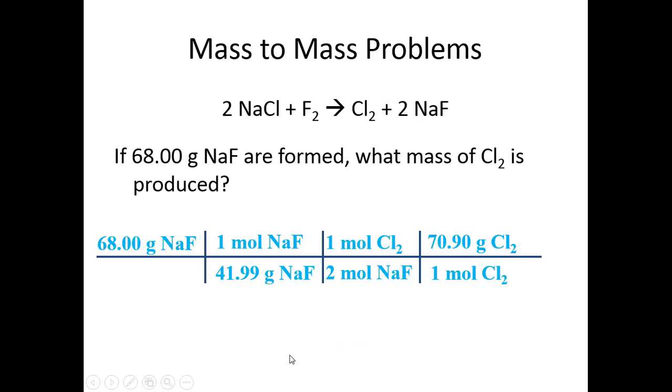And again, when you do these, the easiest way to do the math, the most foolproof way, is to multiply across the top, multiply across the bottom, and then divide. If you want to try to do it a little bit faster, everything on the top gets multiplied, everything on the bottom gets divided. So you would put into your calculator 68 divided by 41.99 divided by 2 times 70.9. Either way should get you to the correct answer. Round off to 4 sig figs, you get 57.41 grams of chlorine.